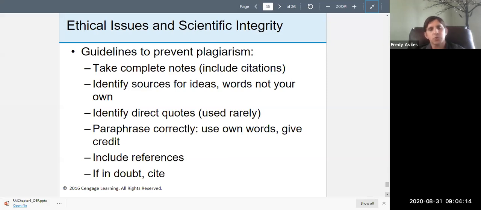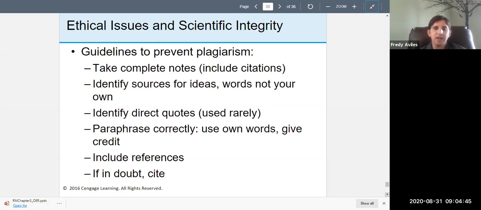Maybe you use a direct quote, okay, where you quote something. Make sure you quote correctly, okay? Quotes, by the way, are used rarely in psychology, APA style. Yes, there is a way to quote, but the vast majority of the research articles you're going to read, you'll almost never see quotes. It just doesn't happen that much. Paraphrase correctly, right? Use your own words. Give credit to the authors, like I said. Include references too. Keep track of your references. You're going to need them, okay?